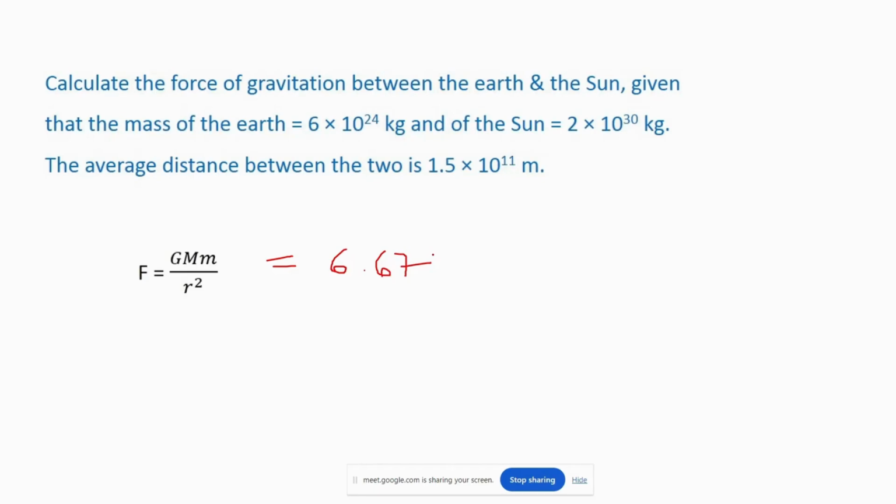So the G here is 6.67 into 10 to the power minus 11. And then we have both our masses. In the meantime, you guys can post your doubts in the comment box and then I'll try to go through those.